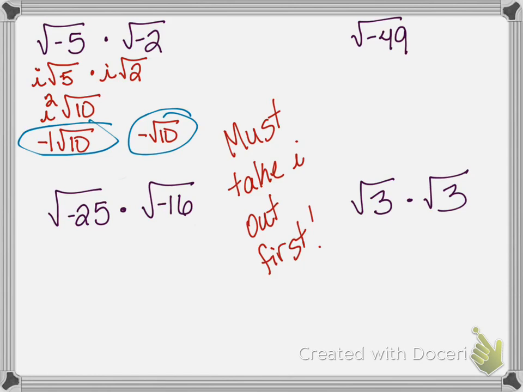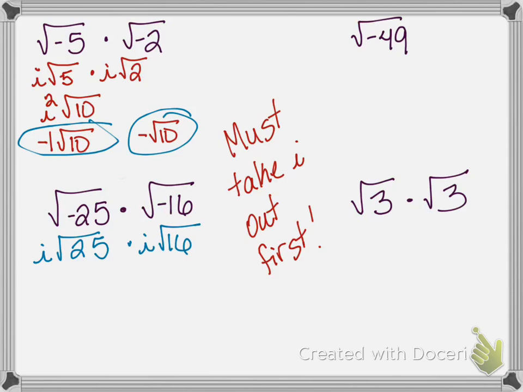Okay? You must take the i out first. Start dealing with that first. Here, I'm going to deal with the i. I'm going to pull that i out. So I'm going to have i on the square root of 25 times i on the square root of 16.